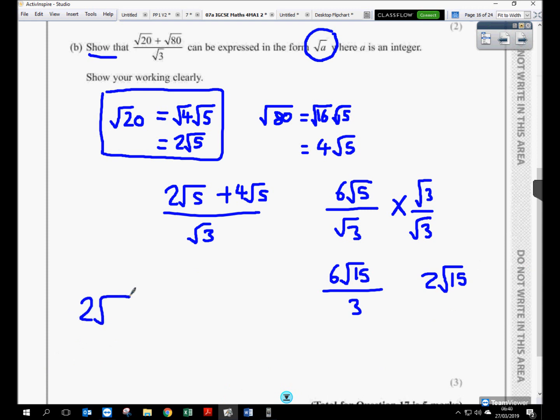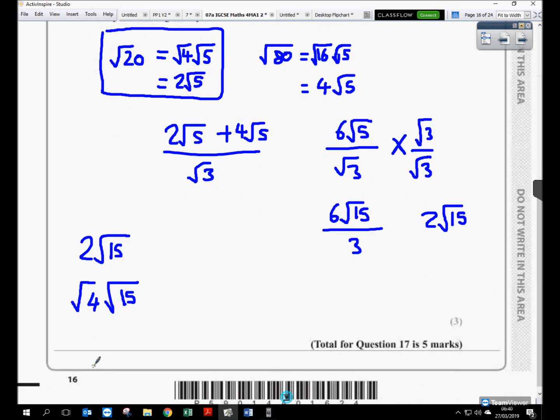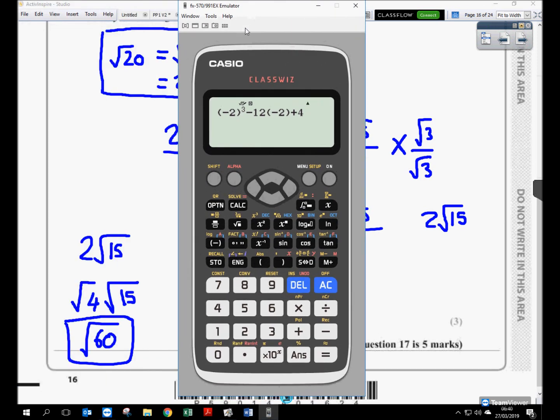So if I have 2 root 15, and I want to work backwards, well, 2 came from the square root of 4. And then root 4 root 15 is the same as root 60. So actually, root 60 is the final answer to the question. Now if you want to double check this, you just type in root 60 in the calculator, and it will tell you it's 2 root 15, so they are the same thing.